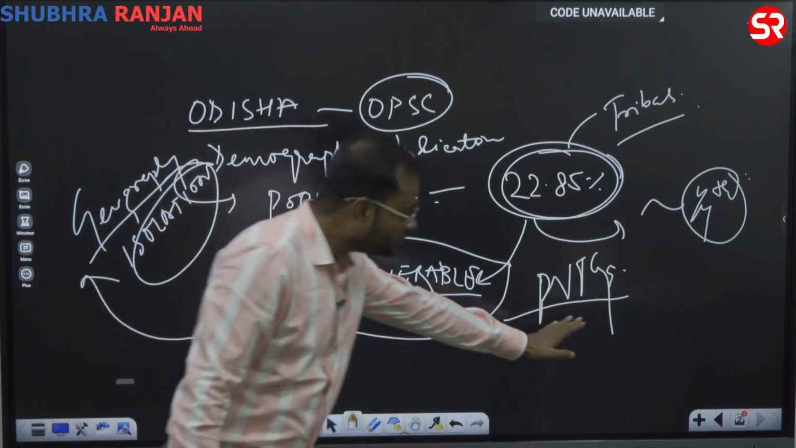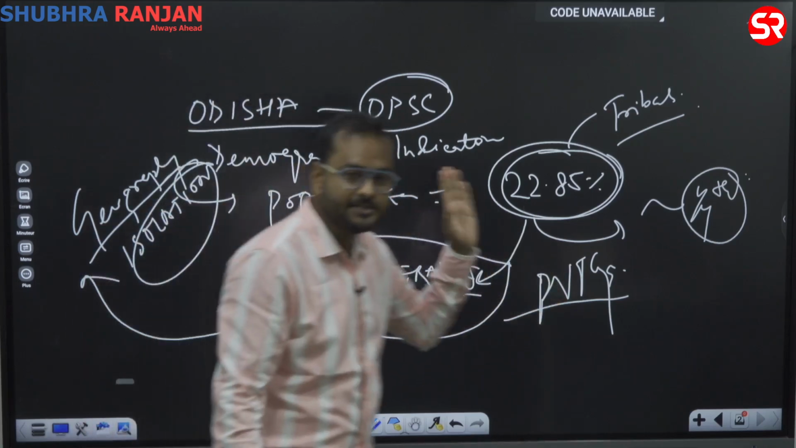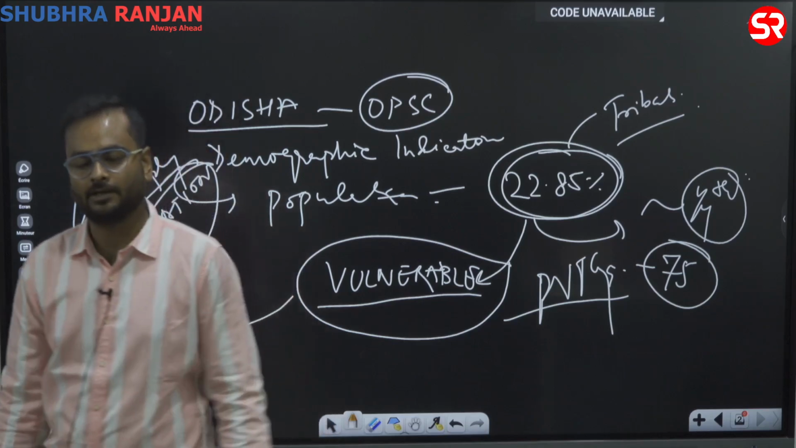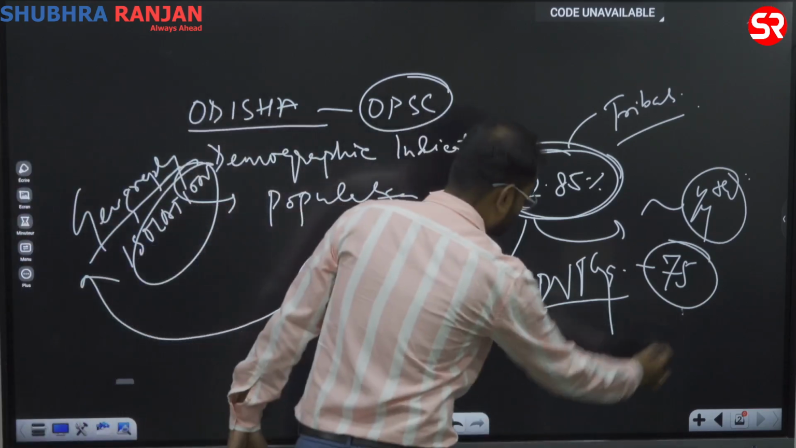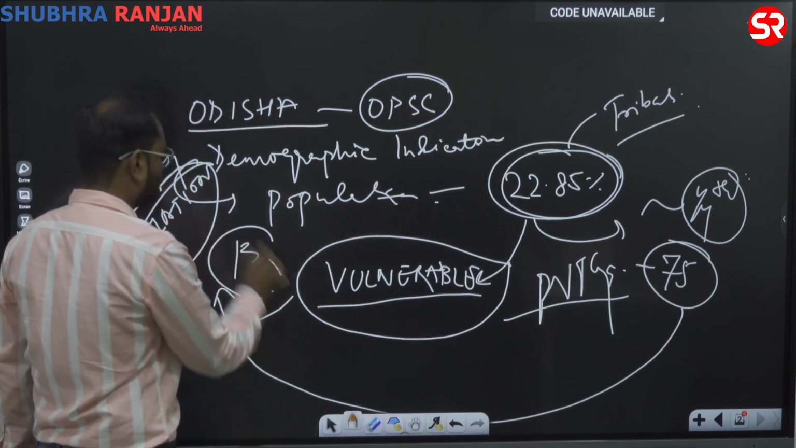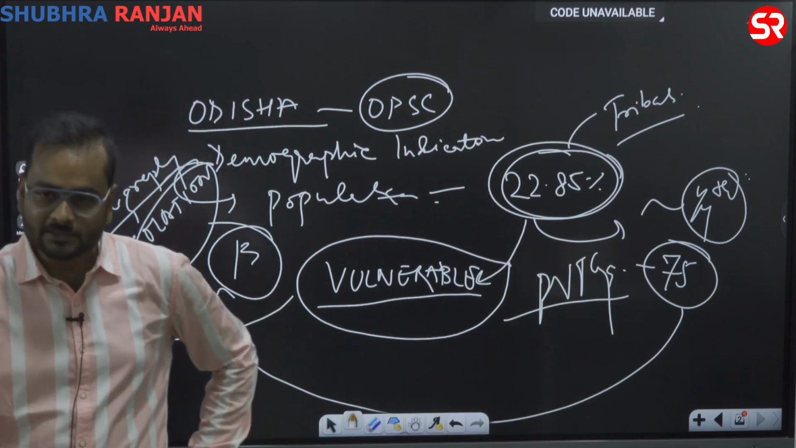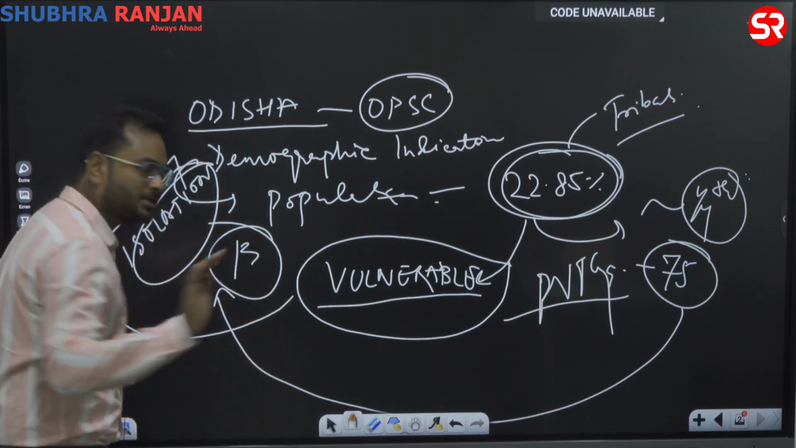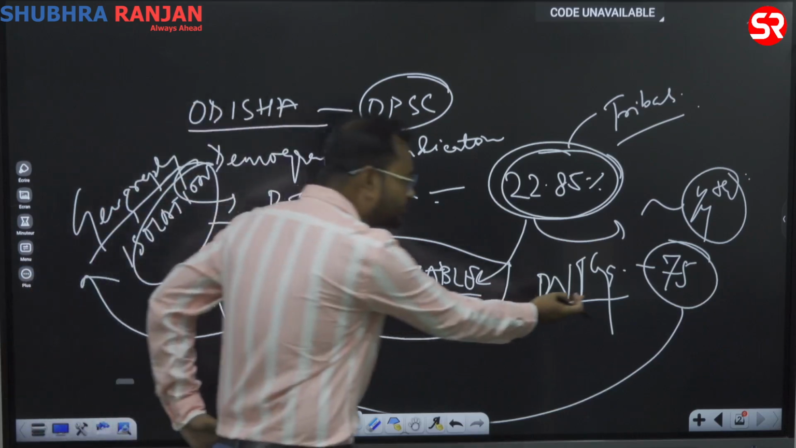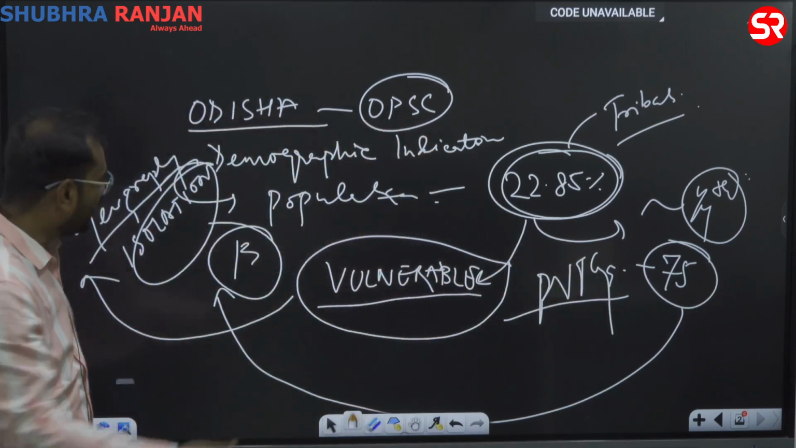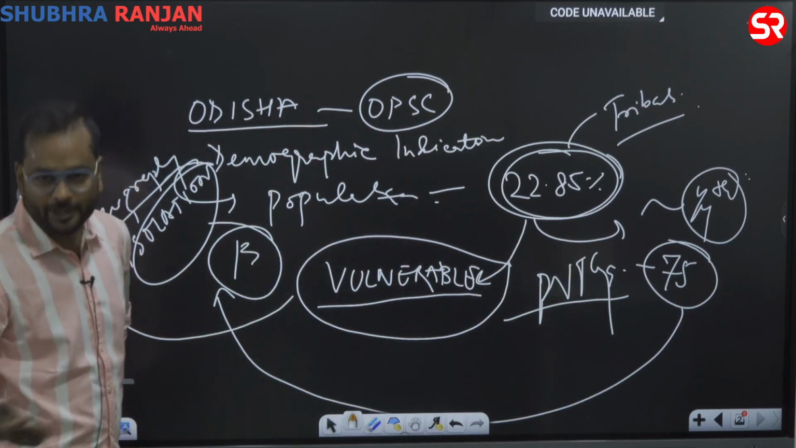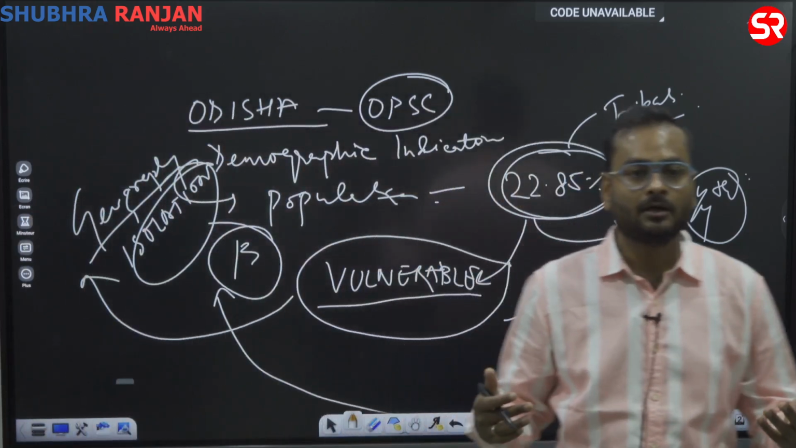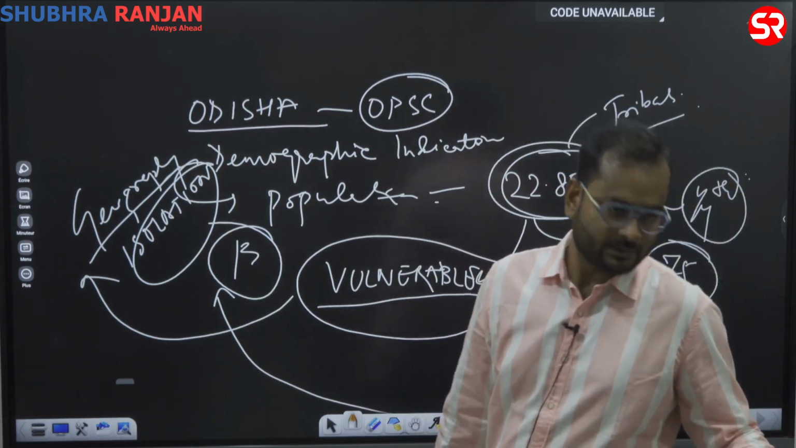But right now, just remember the term PVTGs, which are 75 in number in the whole of India. And 13 of them are in Odisha, which is the largest number. So these facts you must remember. And when you see such a huge number of vulnerable tribes in Odisha, can't you expect that there should be a detailed study of them, because they form a big chunk of our population, isn't it?